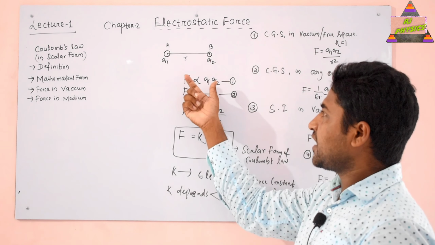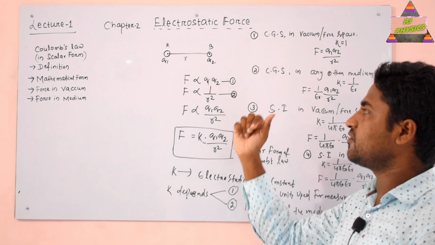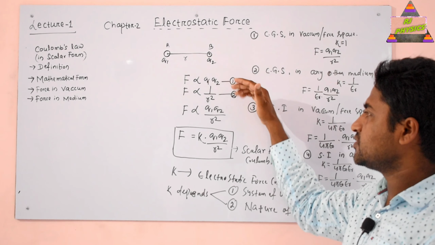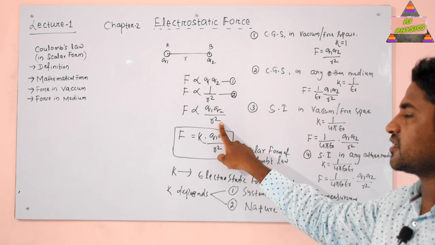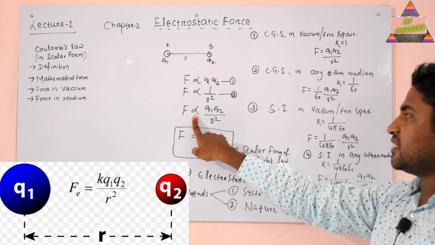So if we mathematically write, there are two charges having magnitude q1 and q2, and r is the distance between them. So you can say F is proportional to q1 q2, equation 1. F is inversely proportional to r square, that is equation 2. If we combine equation 1 and 2, we get F is proportional to q1 q2 by r square. And we know that when this proportionality sign is eliminated, a constant is multiplied, that is F equal to k into q1 q2 by r square.